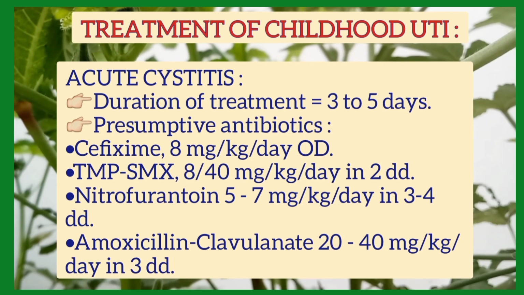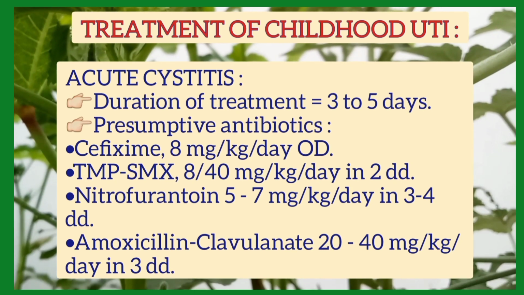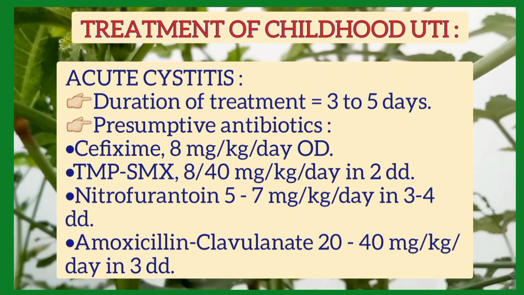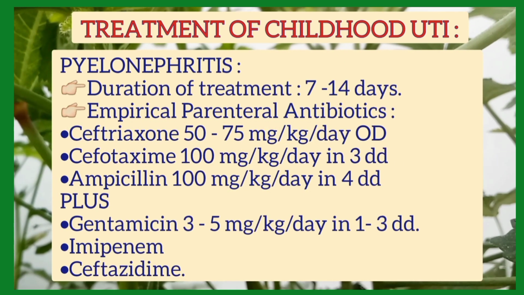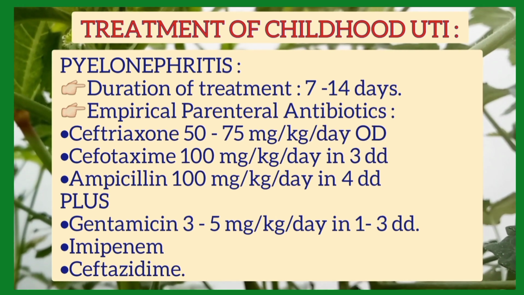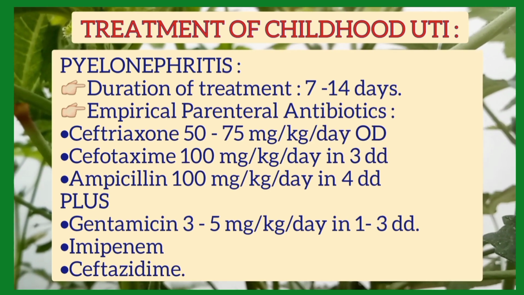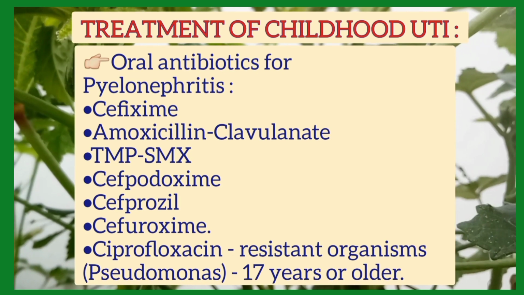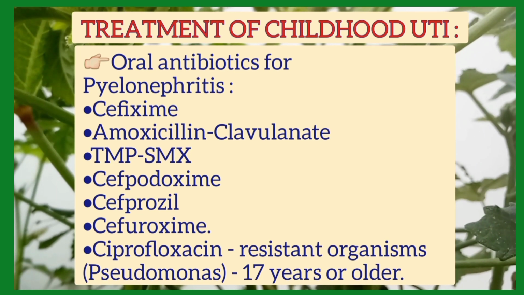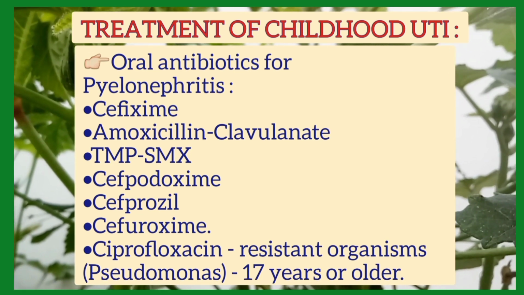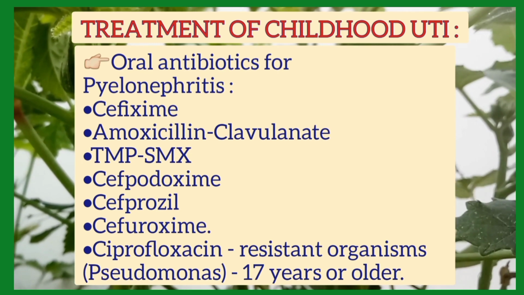Now, the duration of treatment of acute cystitis is 3 to 5 days, and the antibiotics required are cefixime, trimethoprim sulfamethoxazole, nitrofurantoin, or amoxicillin clavulanate. Pyelonephritis is treated for 7 to 14 days, and the antibiotics required are ceftriaxone, cefotaxime, ampicillin plus gentamicin, imipenem, or ceftazidime. However, oral antibiotics for pyelonephritis include cefixime, amoxicillin clavulanate, trimethoprim sulfamethoxazole, cefotaxime, cefprozil, cefuroxime, and ciprofloxacin for resistant organisms.